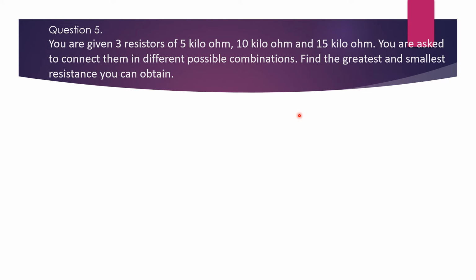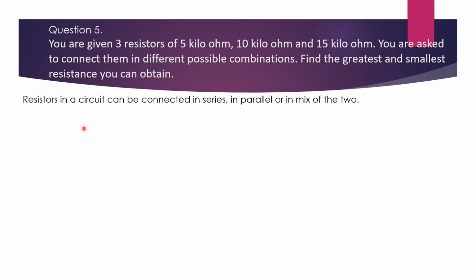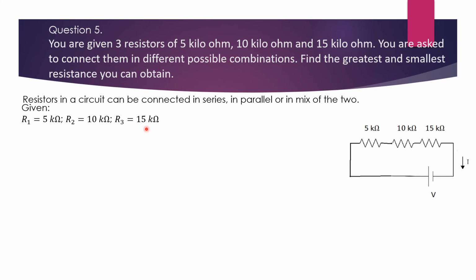Question 5. You are given 3 resistors of 5 kilo ohm, 10 kilo ohm and 15 kilo ohm. You are asked to connect them in different possible combinations. Find the greatest and smallest resistance you can obtain. Now, resistance in a circuit can be connected in series, in parallel or in mix of the two. So given resistors are R1 is equal to 5 kilo ohm, R2 is equal to 10 kilo ohm, R3 is equal to 15 kilo ohm.